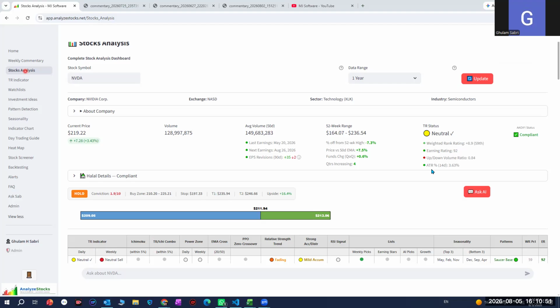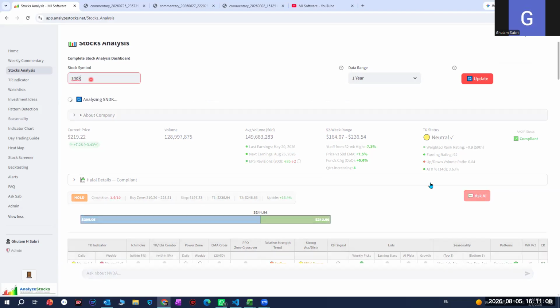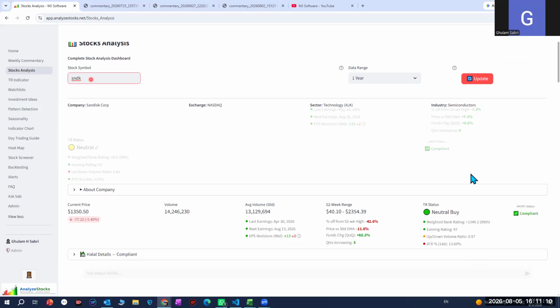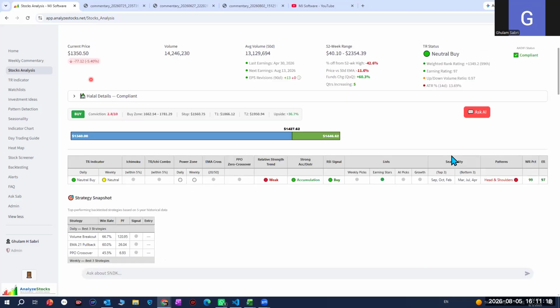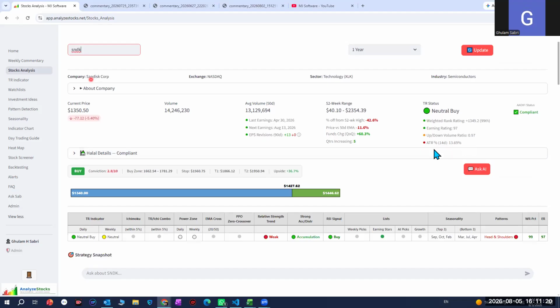Now, what is this ATR percent? It's 3.63%. It means that on a given day, NVIDIA's price action changes 3.63% over the last 14 days. Take a look at something very volatile, like SanDisk. SanDisk is 13.69%, and this is shown in red. It means that this is not a conviction, it's a very volatile stock.